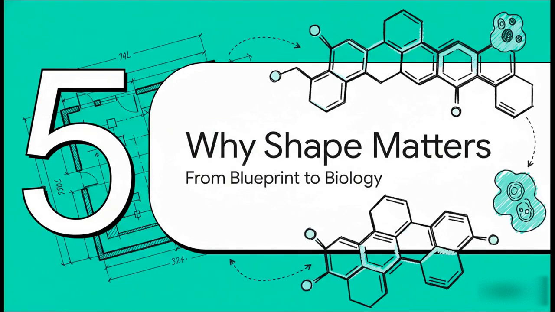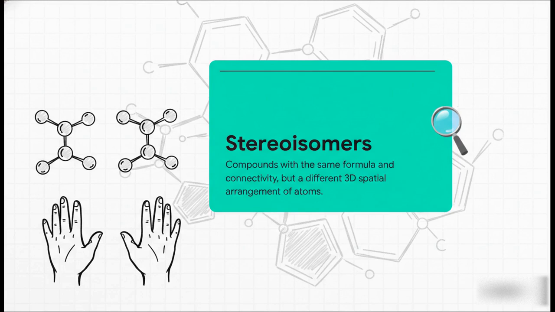So we've seen all these tiny changes in a blueprint. A group gets flipped here, a ring forms there. But do these little details really matter? Oh, you bet they do. Let's connect these architectural details to their absolutely massive impact in biology. And the key concept here is something called stereoisomerism.